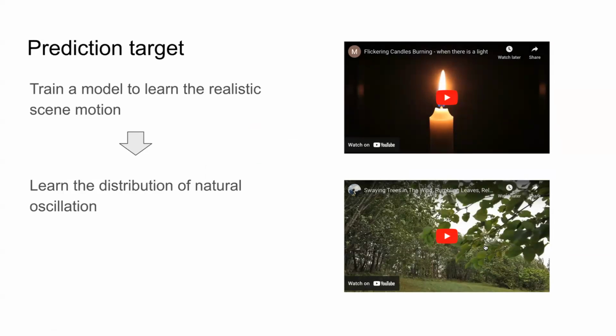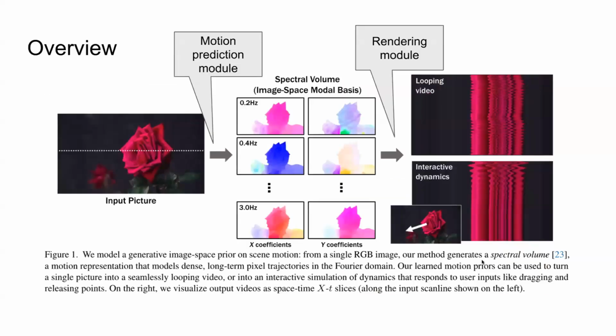Then a quick overview of how they do this. Their starting point is an input picture, which is still, on the left side. Their whole architecture includes two big parts. One is a motion prediction module, which is the gray arrow here. This module outputs something called a spectral volume, which you can imagine as an image space model basis. I'll dive a little deeper into what that is and why the authors chose to represent it that way.